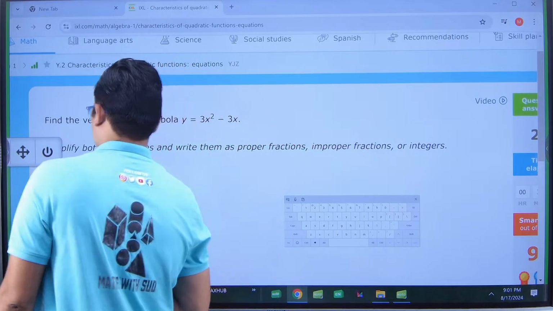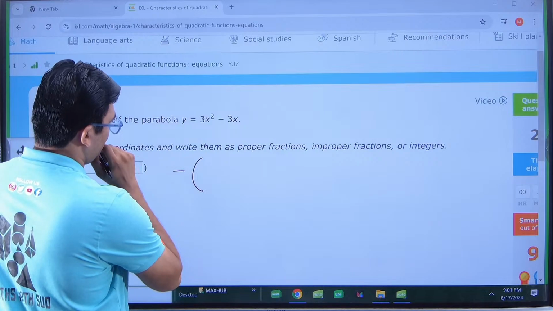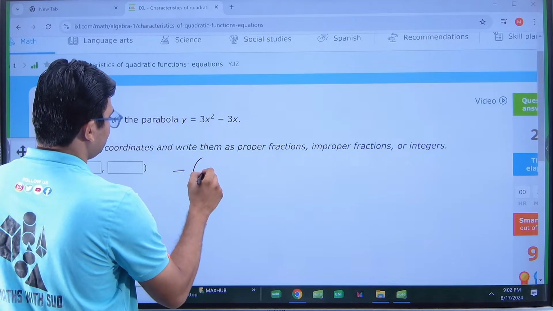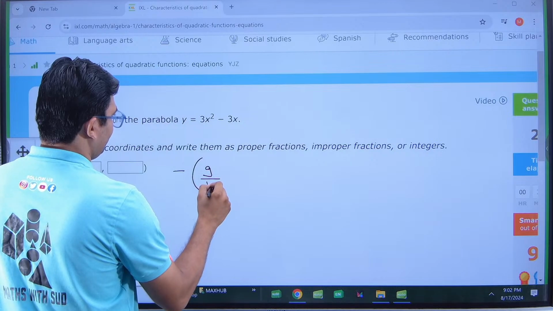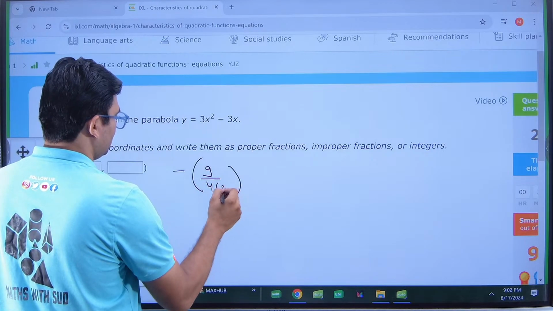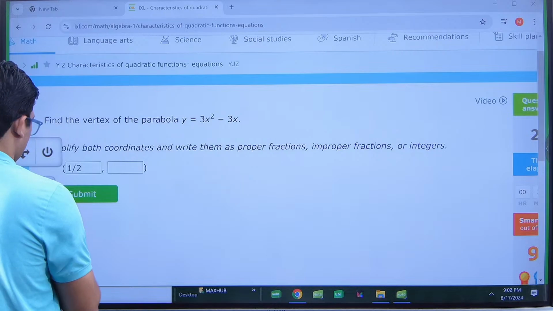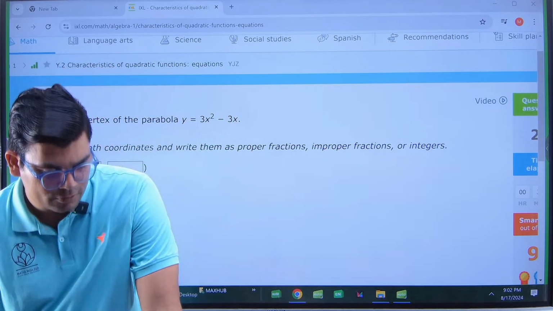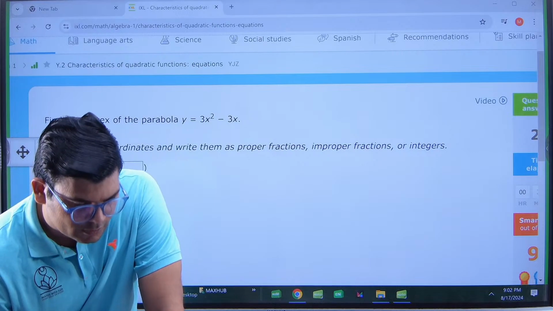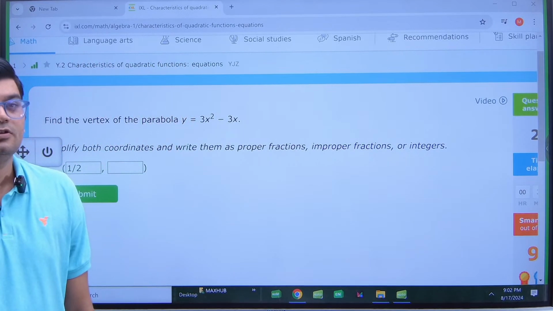Yes, sir. What is the value of y? So x is 1 by 2, b square is how much? 9, divided by 4 into 3. I got minus 3 by 4. Minus 9 by 4, no? Minus 3 by 4? Minus 3 by 4? 3 by 4.